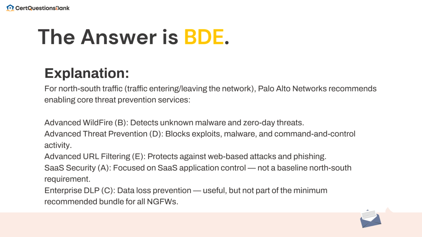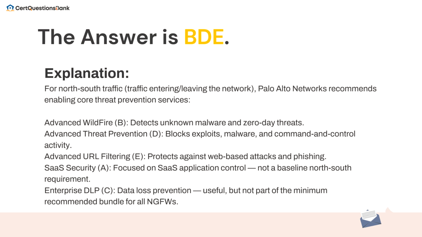For north-south traffic, traffic entering and leaving the network, Palo Alto Networks recommends enabling core threat prevention services. Advanced WildFire, B, detects unknown malware and zero-day threats. Advanced Threat Prevention, D, blocks exploits, malware, and command and control activity. Advanced URL Filtering, E, protects against web-based attacks and phishing.